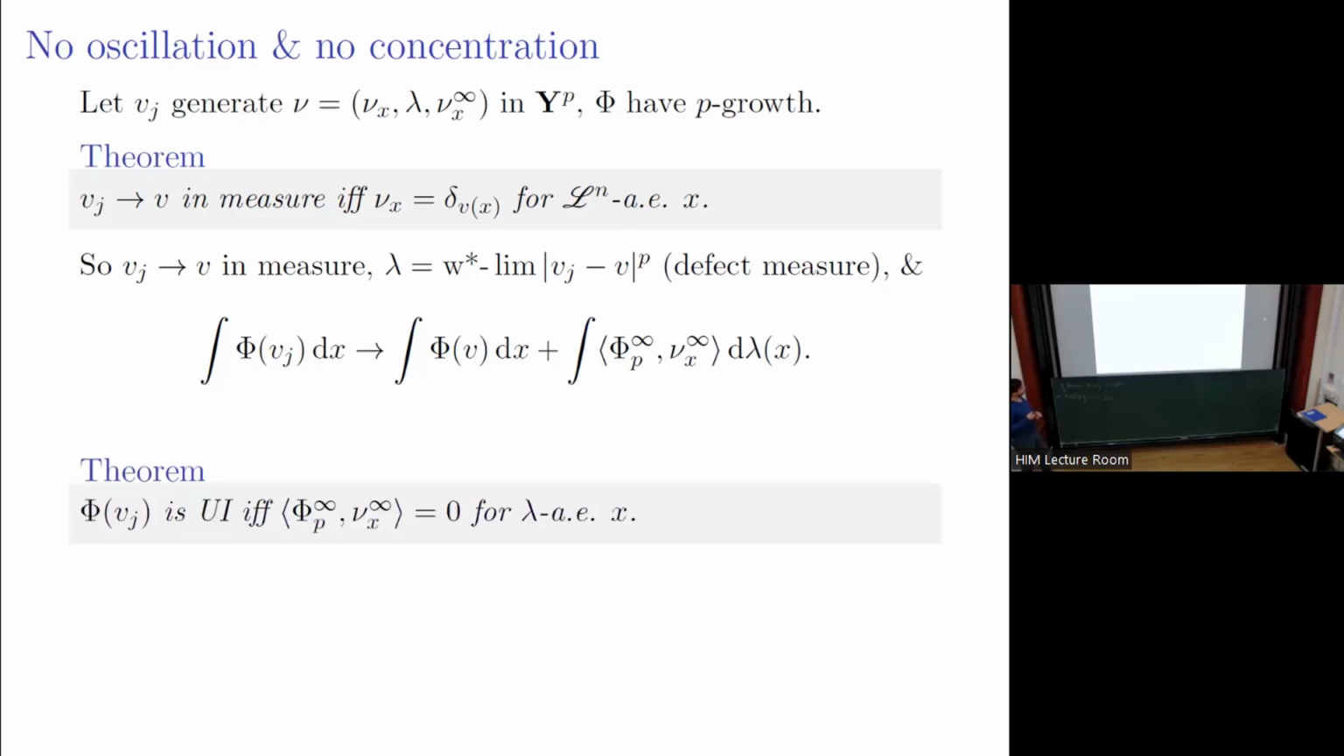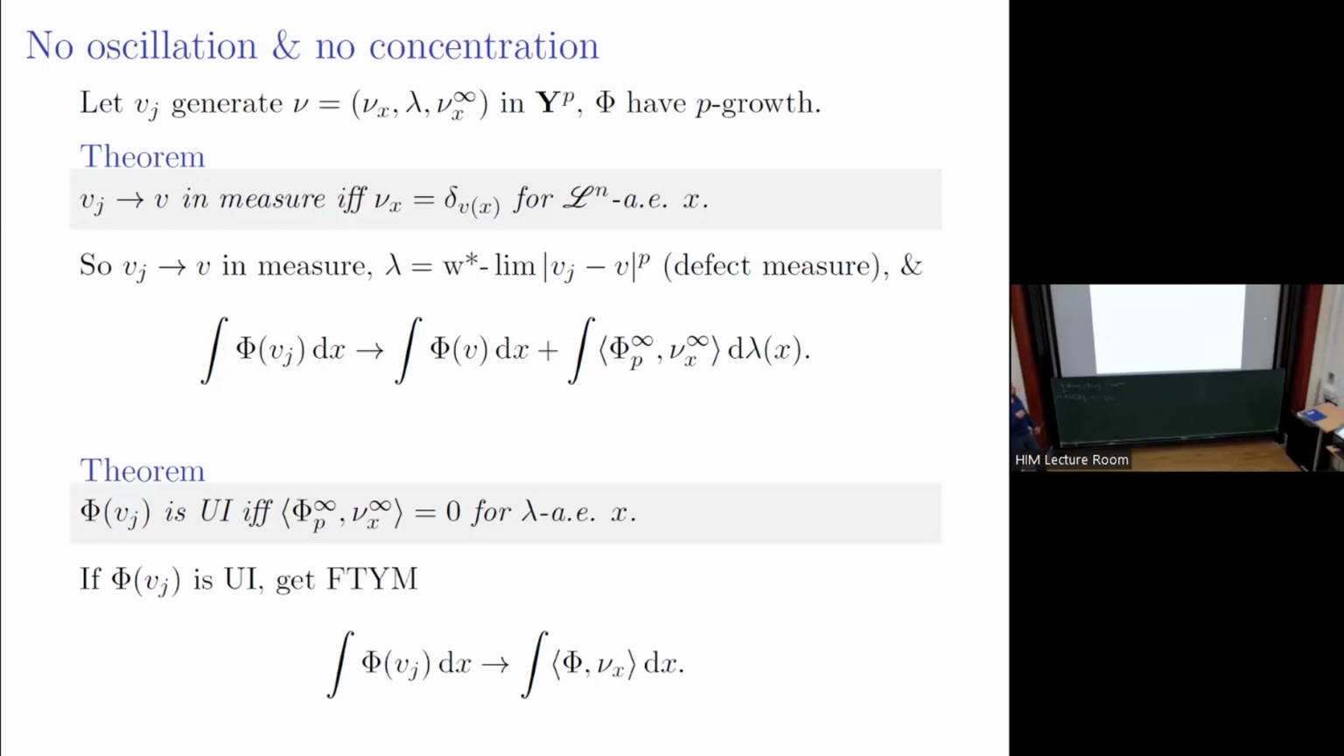And on the other hand, we also have a characterization of uniform variability. So failure of a sequence to concentrate is equivalent to the second integral being 0. This will enable us to study concentration cancellation. Most of my talk is particularly interested in cases where you have a defect measure, but also the correct interaction between the nonlinearity and the sequence, so that you have the second term disappear, not because lambda is zero, but because the first term is zero. So we'll get to this in a second.